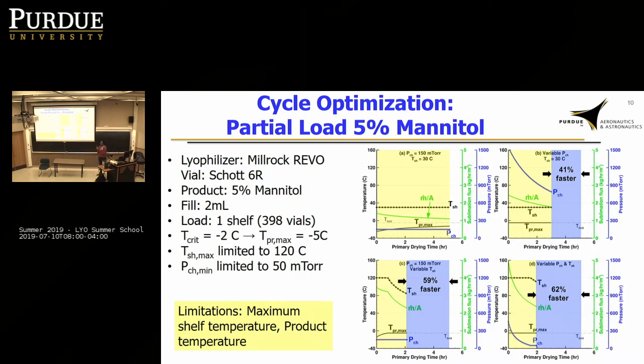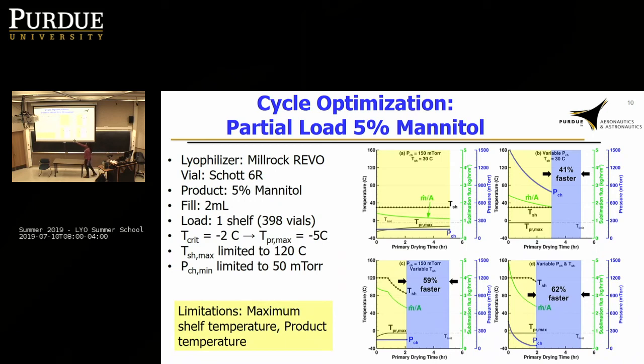Now, there might be a lot of questions about 120 being too aggressive. You don't know if the cake is even going to stay in the vial, and so on. So we do have a case there where the shelf temperature is 30 degrees Celsius, which is very reasonable for mannitol, and only the chamber pressures vary. So you see, even if you just do that, you're able to get a 40% faster cycle. This seems like just a couple of hours in this case because it's one shelf of mannitol in a lab scale lyo, but on a production run it's going to be a lot more hours than that.